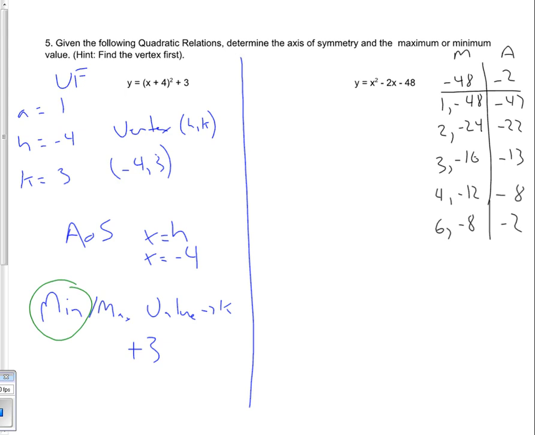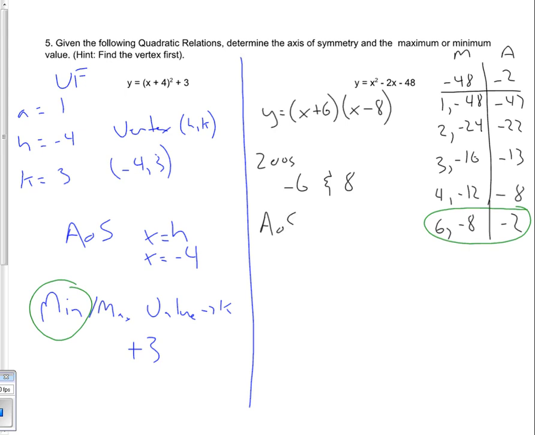So therefore, 6 and -8 are the factors that I'm looking for. So I'm going to write this as y is equal to (x + 6)(x - 8). So that means that our zeros are going to be -6 and +8.